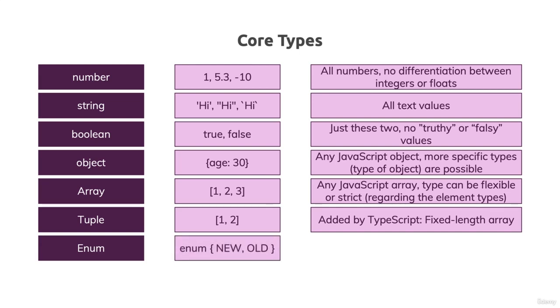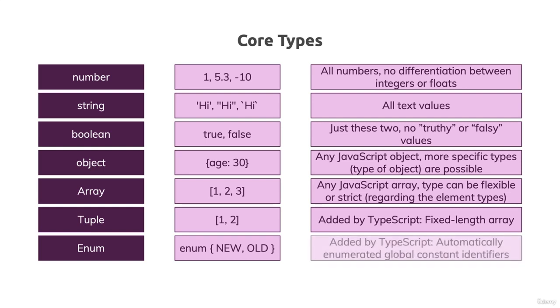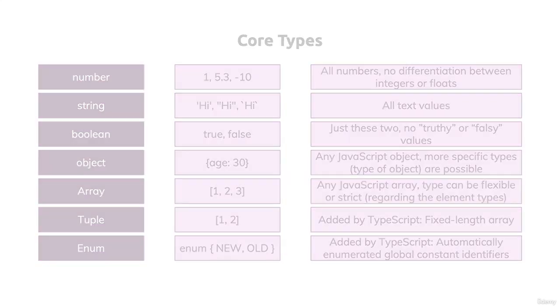You use the enum keyword, which only exists in TypeScript world, not in JavaScript. Thereafter, you have curly braces and then your identifiers. And this type, which is added by TypeScript, gives you an enumerated list. So these labels are in the end just translated to numbers starting at 0, where you have human-readable labels you can work with in your code.